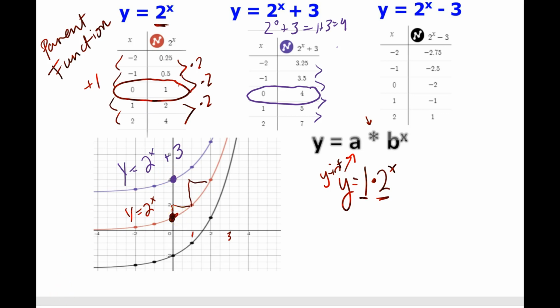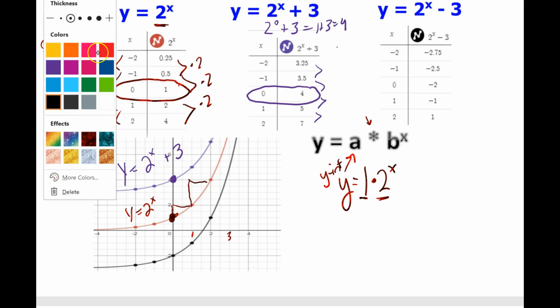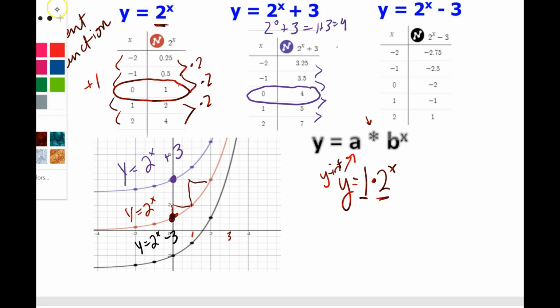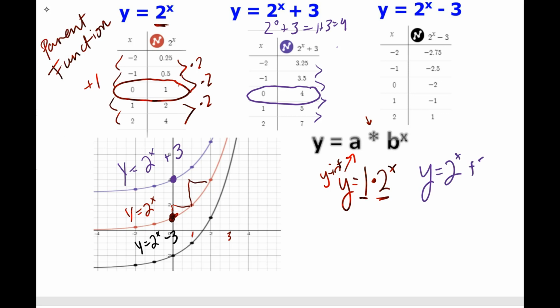Okay, so I don't want to give you too much in the beginning, so let's move on to the other one. Y equals 2 to the x minus 3. I didn't say that right. I didn't write down the other equation. Let me go back. So y equals 2 to the x plus 3.